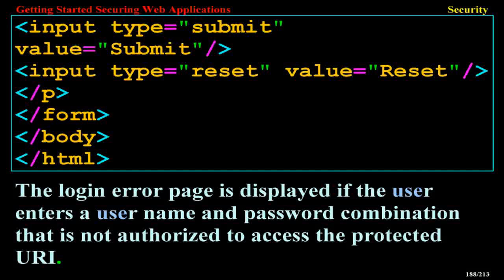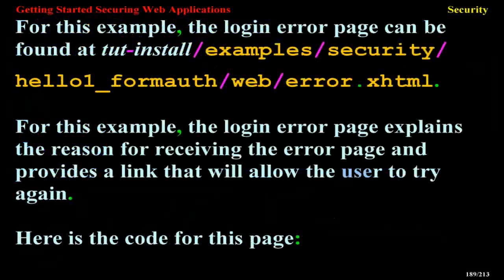</form> </body> </html>. The login error page is displayed if the user enters a username and password combination that is not authorized to access the protected URI. For this example, the login error page can be found at tut-install/examples/security.